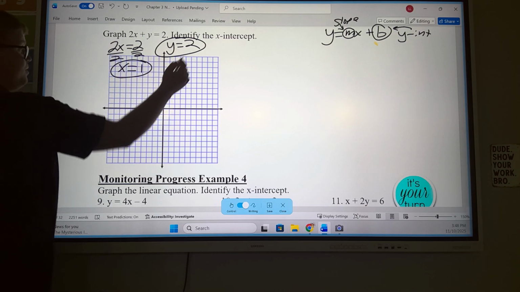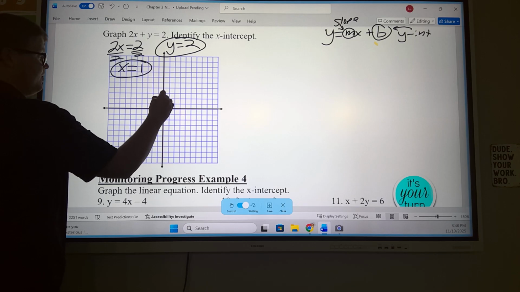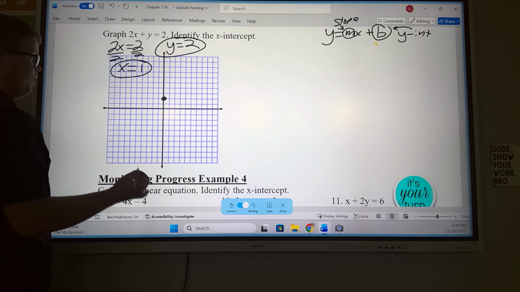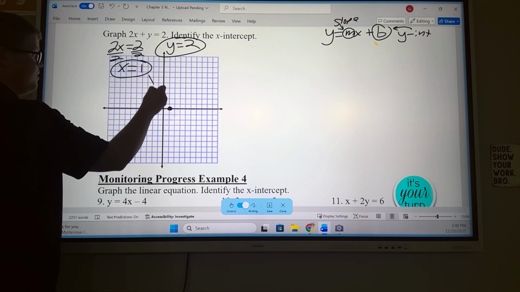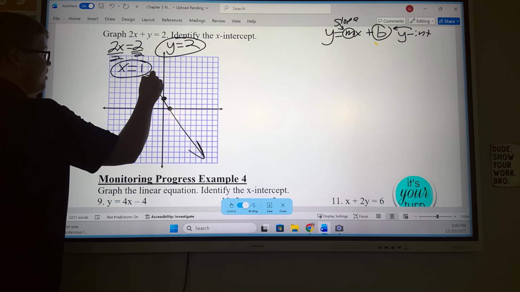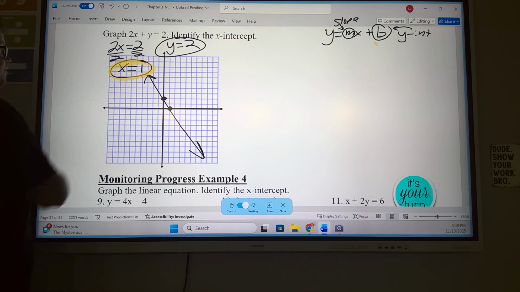Our y-intercept of 2 tells us it's crossing the y-axis at 2. Our x-intercept at 1 tells us it's crossing the x-axis at 1. We connect those two dots, and we already know our x-intercept. We found it using that formula.